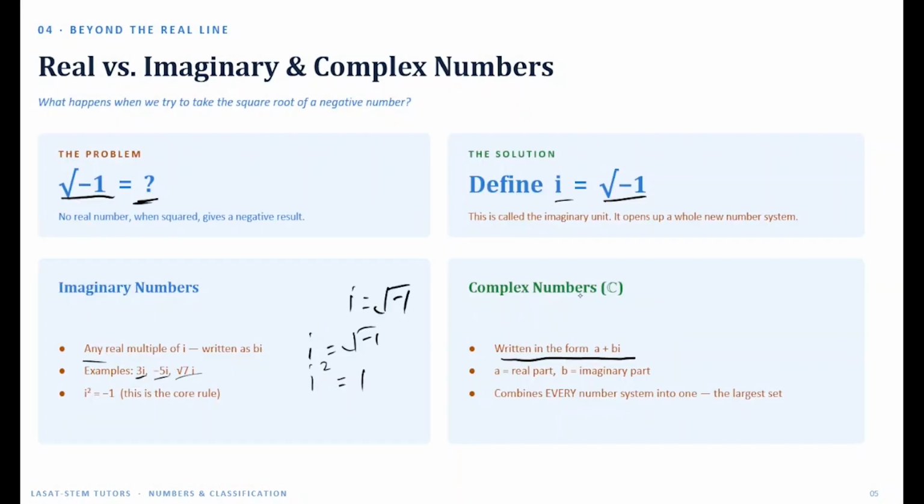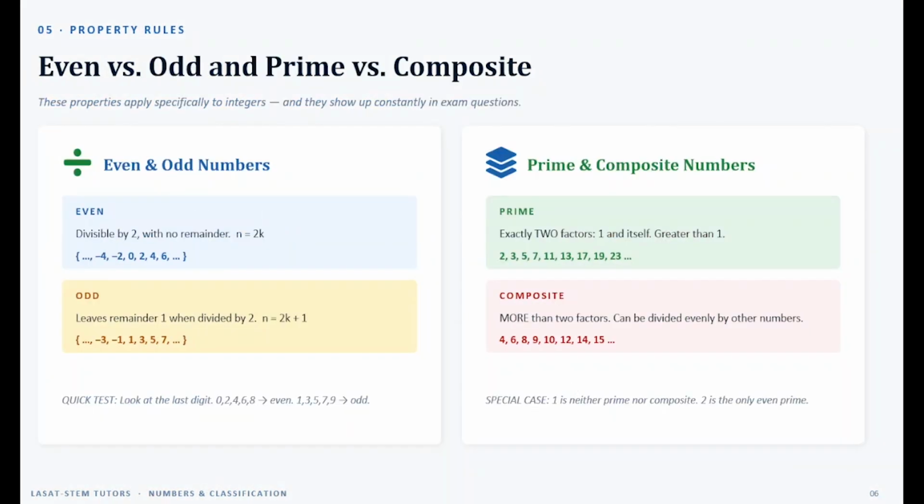Then also to take note of that, the complex number combines every number system into one. So it includes the complex numbers. The only difference between the complex numbers and the whole numbers is that the whole number is also a complex number. It's just that for the whole numbers, the complex part is 0.